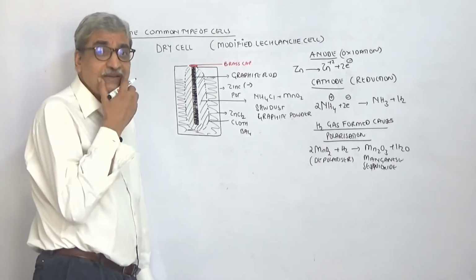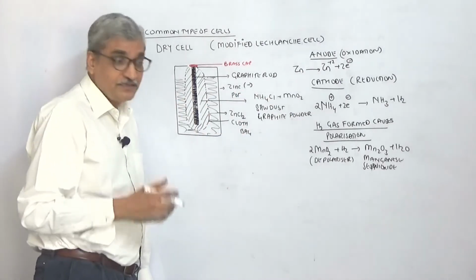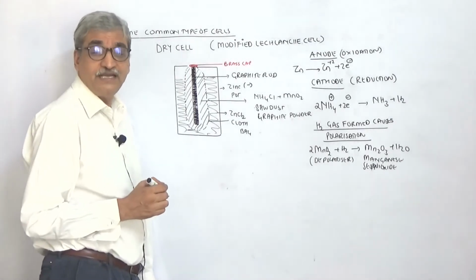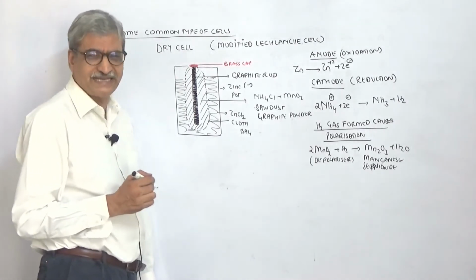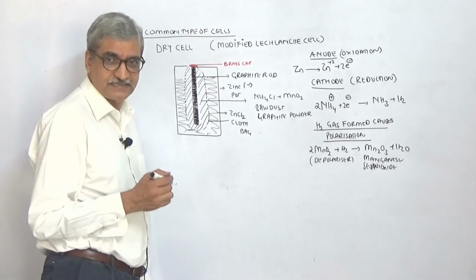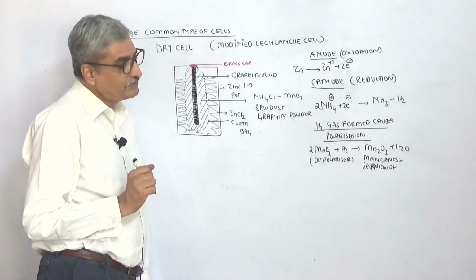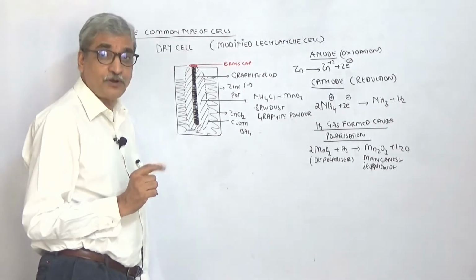Now you will ask, sir, what happens if too much water is formed? That's why we have added sawdust. Sawdust will absorb the excess water. So technically, it's not an absolutely dry cell. It's a paste we are using.